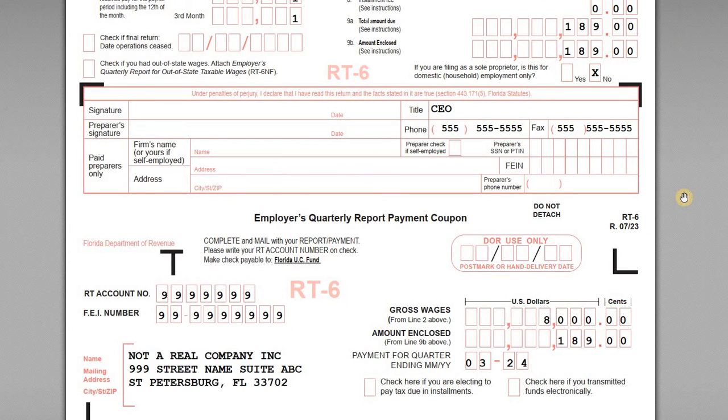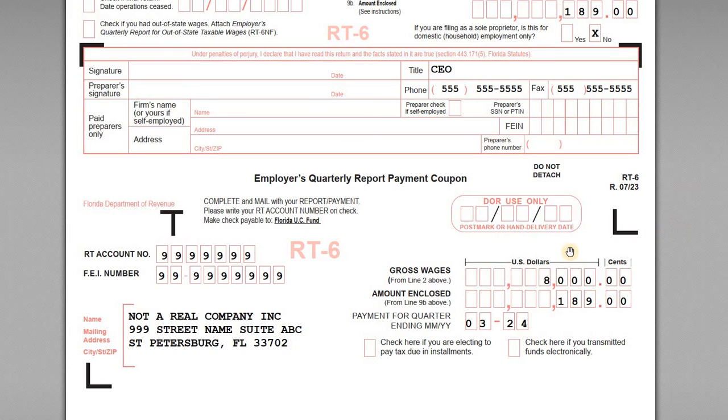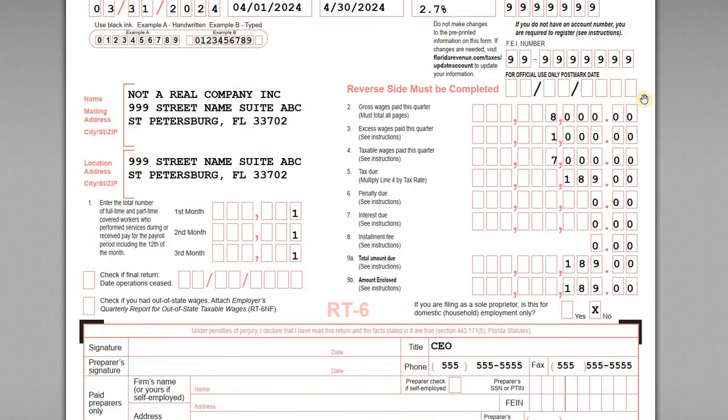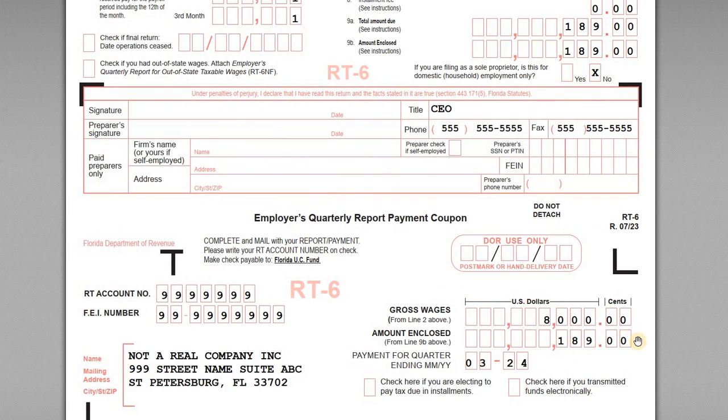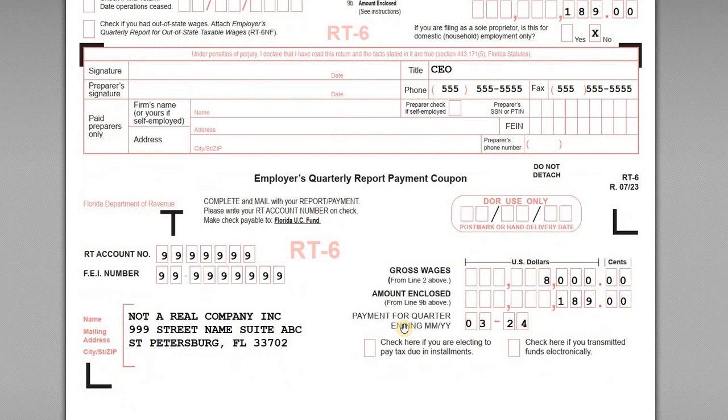And so this information is also reported on the payment coupon at the bottom of the form. So we see here we've got the RT account number, the federal tax ID number for the company, and then the company name and address. On the right hand side here we report the gross wages that's coming through from line 2 above, and we report the amount of tax that's going to be enclosed and the payment that's going to be enclosed with this voucher. The payment is going to be applied for the quarter ending March 2024.